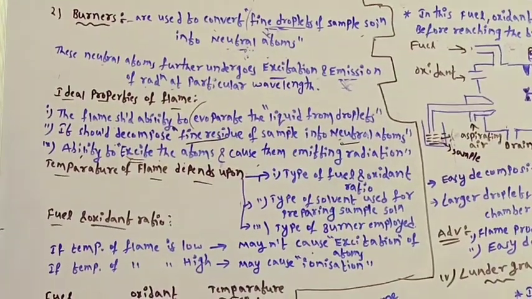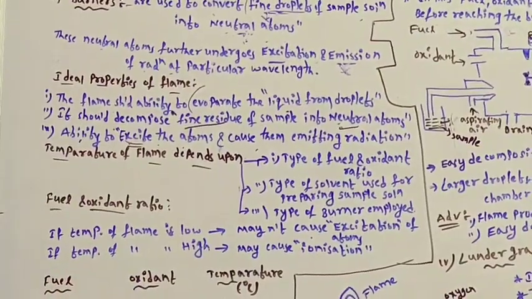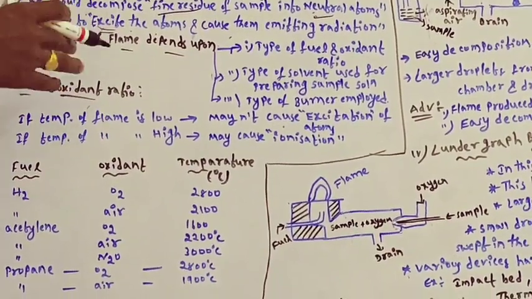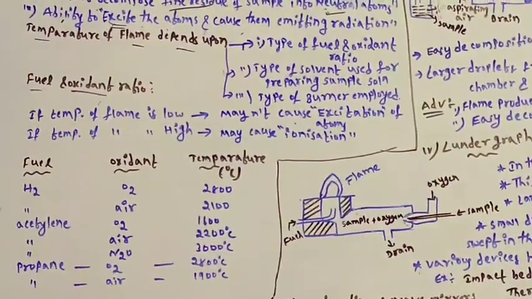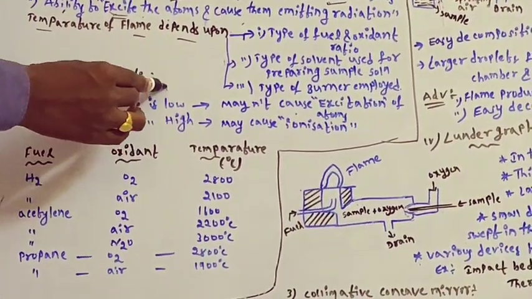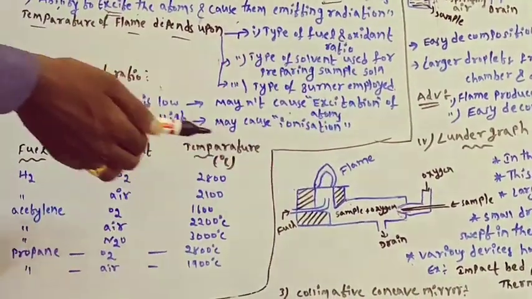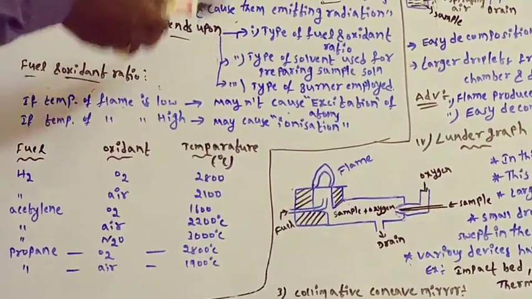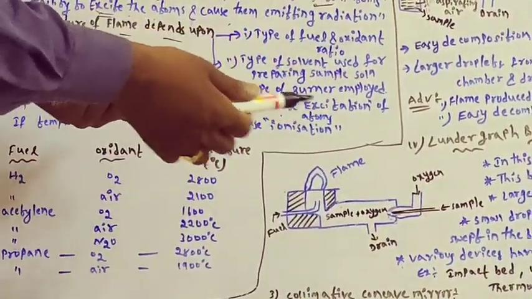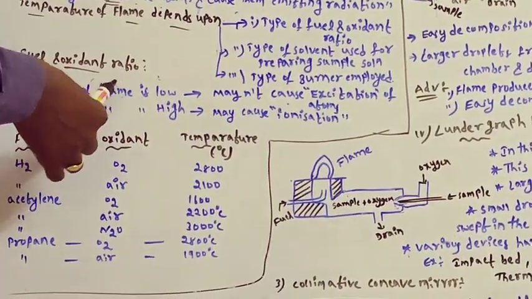Next one, as I told you, is the fuel and oxidant ratio. The fuel and oxidant ratio is very important in determining the temperature of the flame. Why? If the temperature of the flame is low, it may not cause excitation of atoms. These atoms may not undergo excitation, and without excitation they cannot emit radiation. So it is not good.